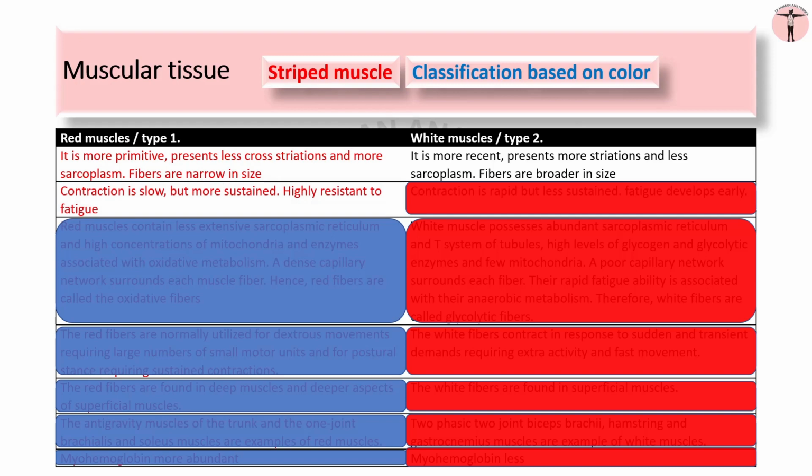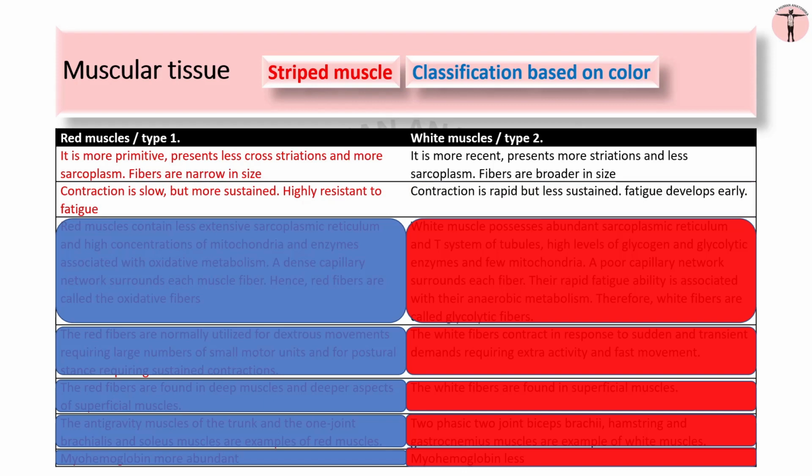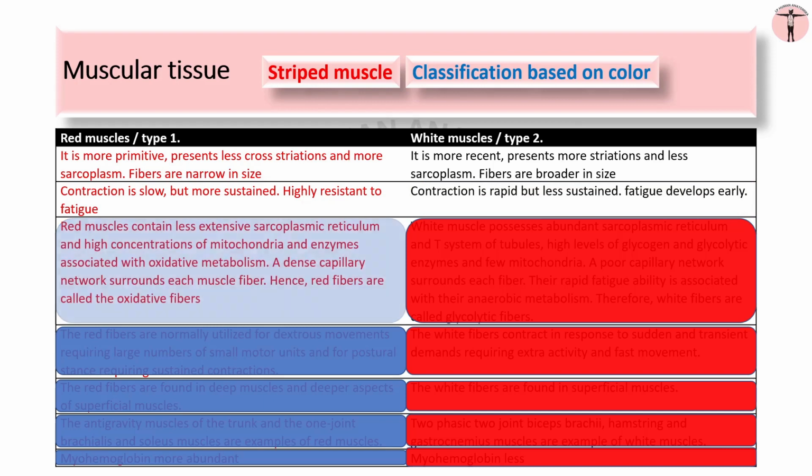They are highly resistant to fatigue. In white muscles, contraction is rapid but less sustained. Fatigue develops early. Red muscles contain high concentrations of mitochondria and enzymes associated with oxidative metabolism. A dense capillary network surrounds each muscle fiber. Hence, red fibers are called the oxidative fibers.